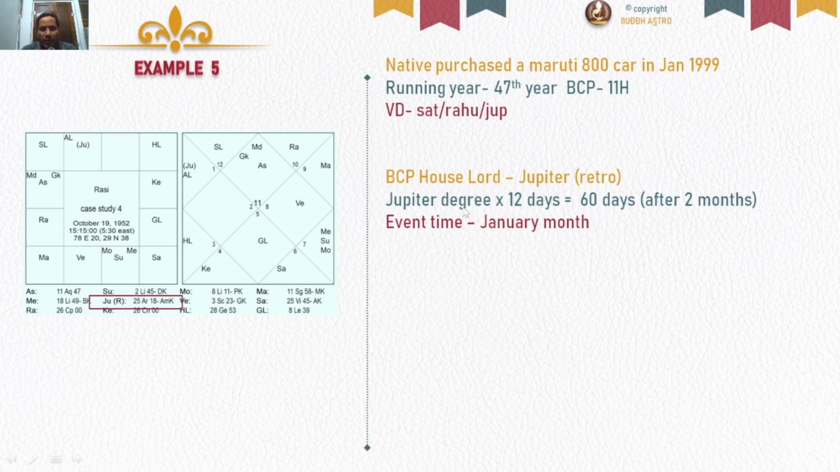That's why Jupiter's degree into 12 days, you will get 60 days, because Jupiter will be 5 degree. So after 2 months this event must have happened. You can see October 19, and the event happened in January. So after 2 months the event has happened. Clearly you can see, sometimes a retrograde planet also gives the event related to this degree. So both degrees work. 30 degree minus 25 18, or either 25 18 also. You can take both.